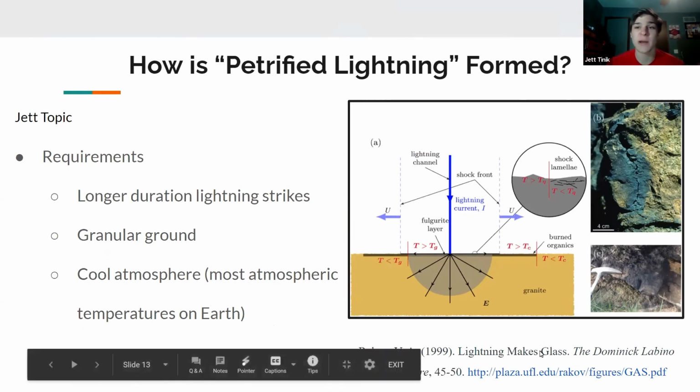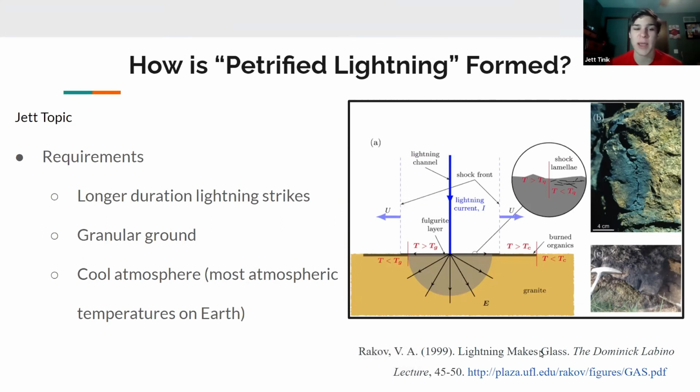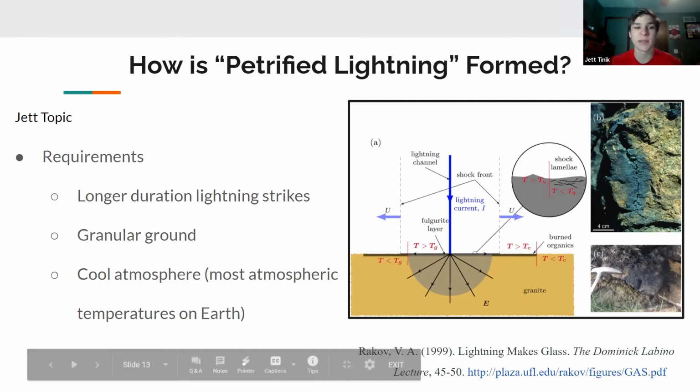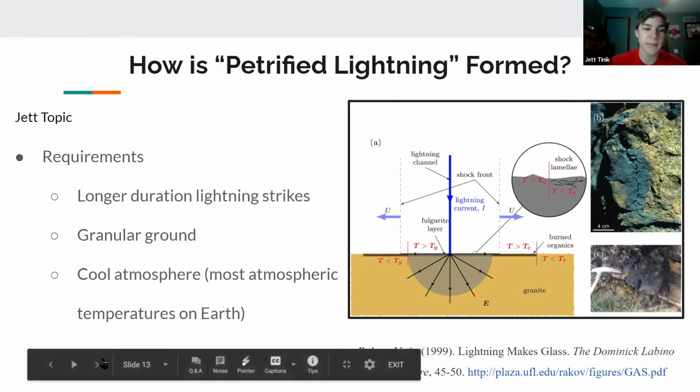Granular ground is required for this substance to be formed because of the moisture and air inside of the minerals. And when lightning strikes it, it causes the air and moisture to expand rapidly, also heating up the outside substance into a molten glass. The cool atmosphere then rapidly cools the substance, creating the fulgurite as we know today.